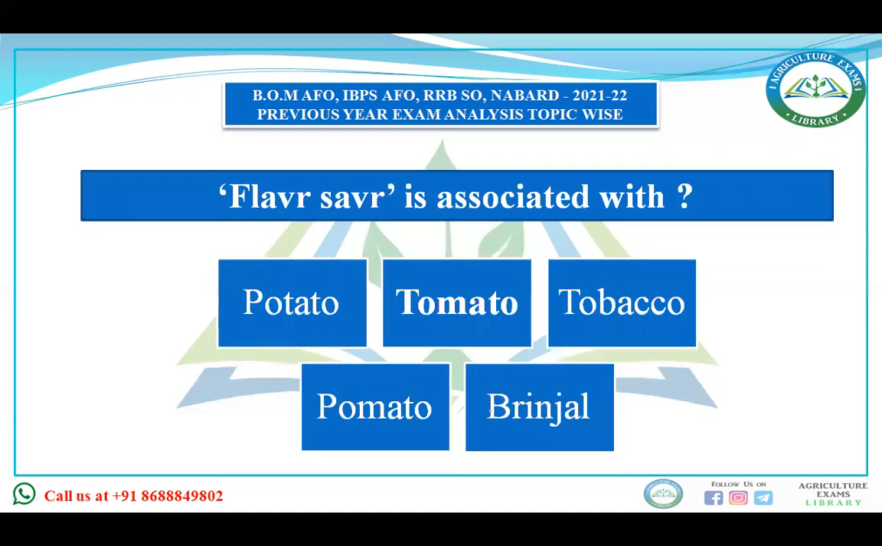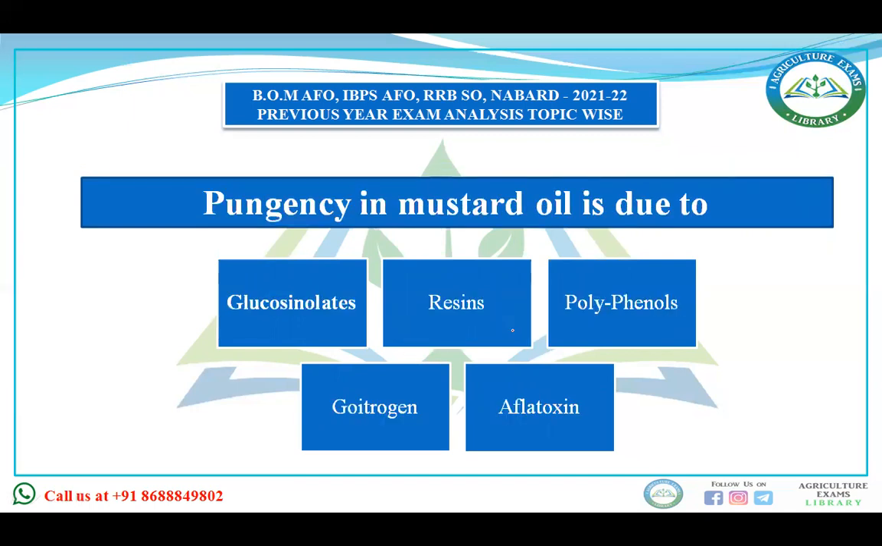Flavr Savr is associated with: potato, tomato, tobacco, or brinjal. The term Flavr Savr is associated with tomato. It is a genetically modified tomato, and it was the first commercially grown genetically engineered food to be granted a license for human consumption. It was developed through the use of antisense RNA to regulate the expression of the enzyme polygalacturonase in ripening tomato fruit, and this is responsible for the softening in ripe tomatoes. So the right answer is tomato.